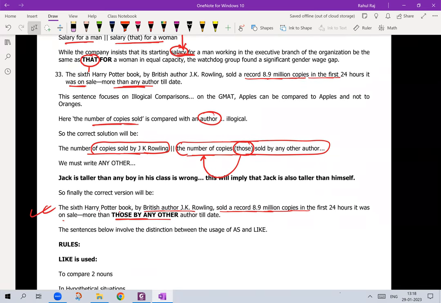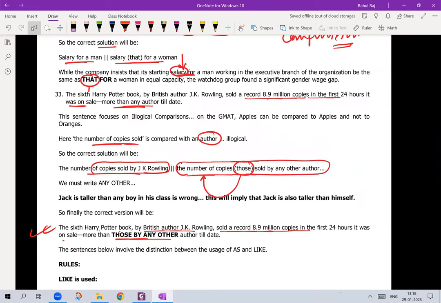Rahul, I have a question. If it was "more than any other authors", with authors and an apostrophe, would that be wrong? Which one? More than? What did you say? I understood "more than those by any other author", but if it was "more than any other authors"? But again, you're comparing the number of copies sold to authors. You have to compare the number of copies sold by J.K. Rowling to the number of copies sold by other authors. So this element, number of copies, has to come.